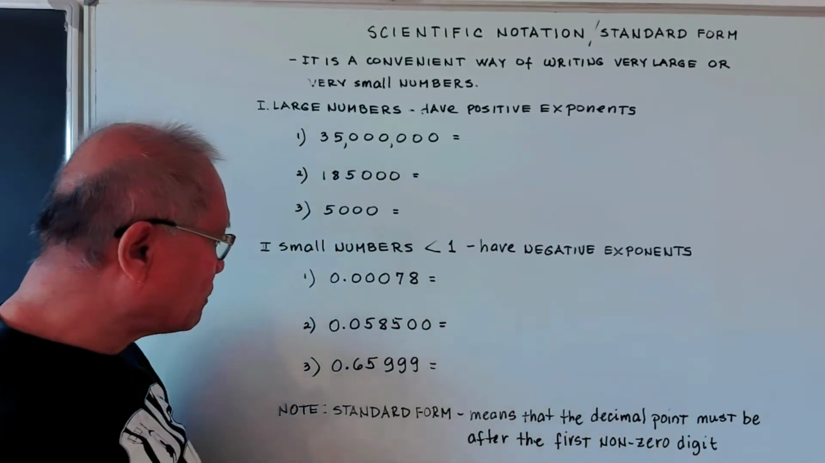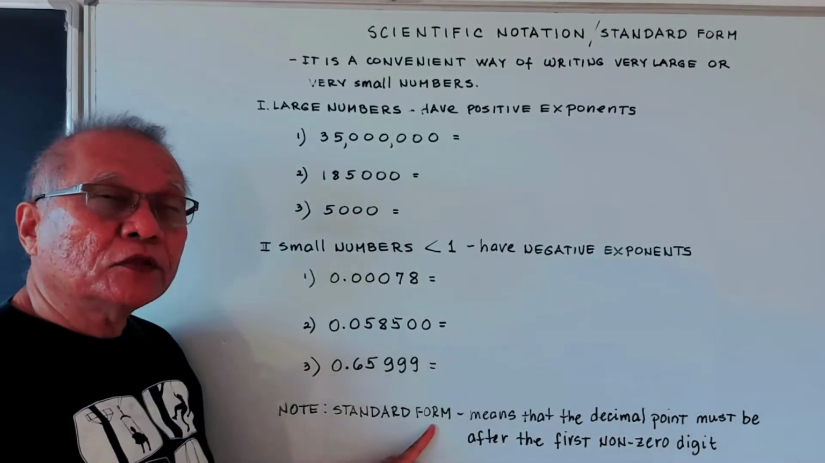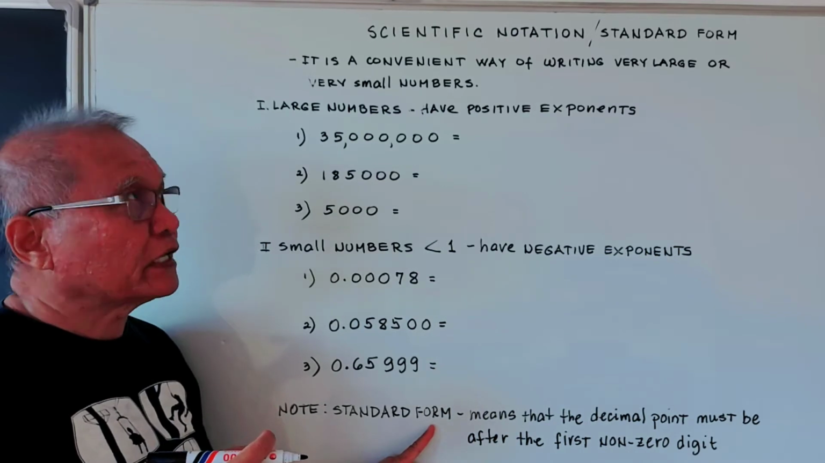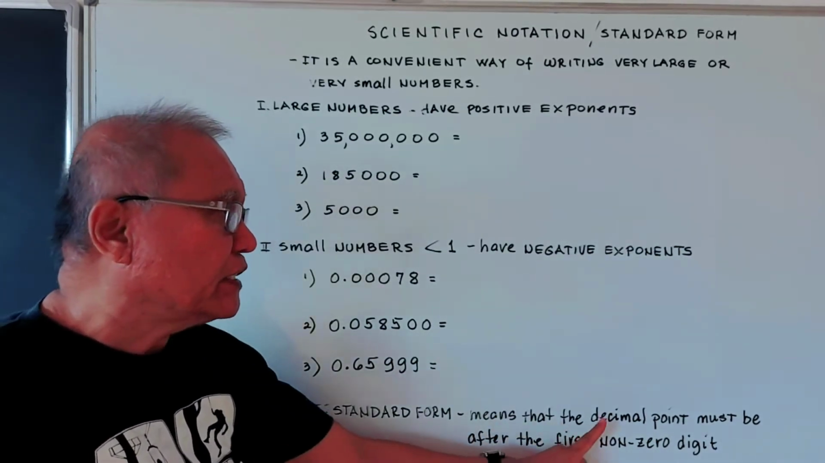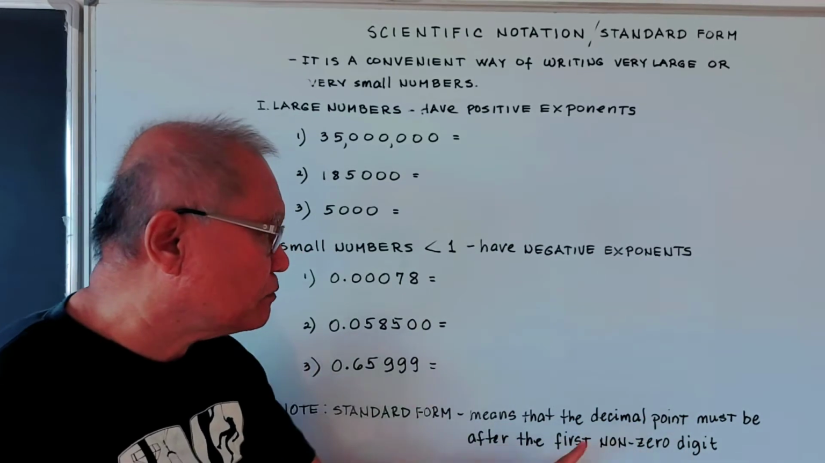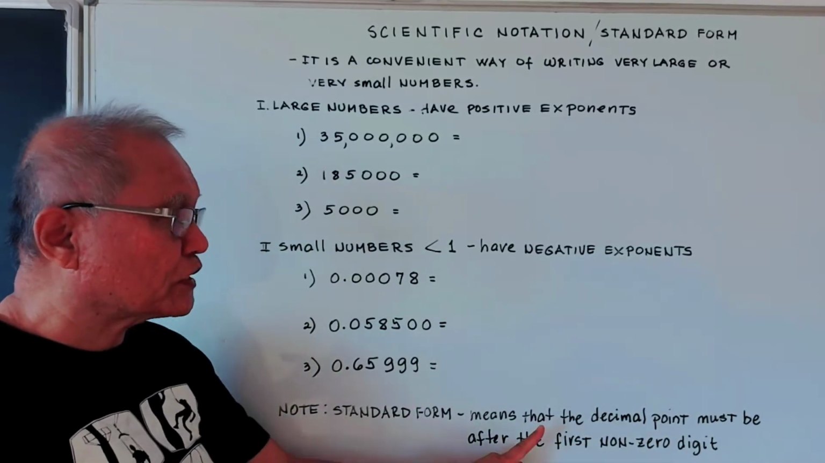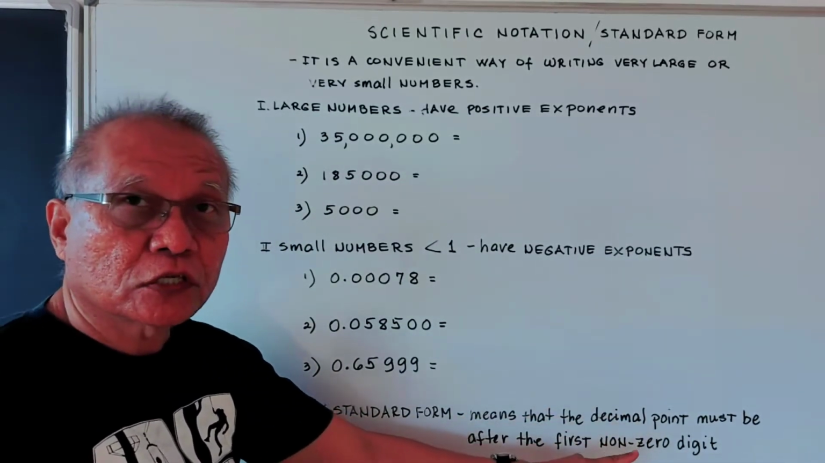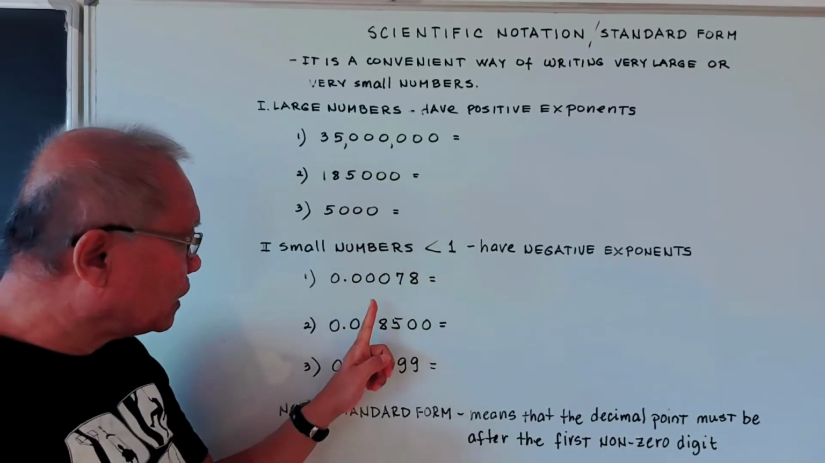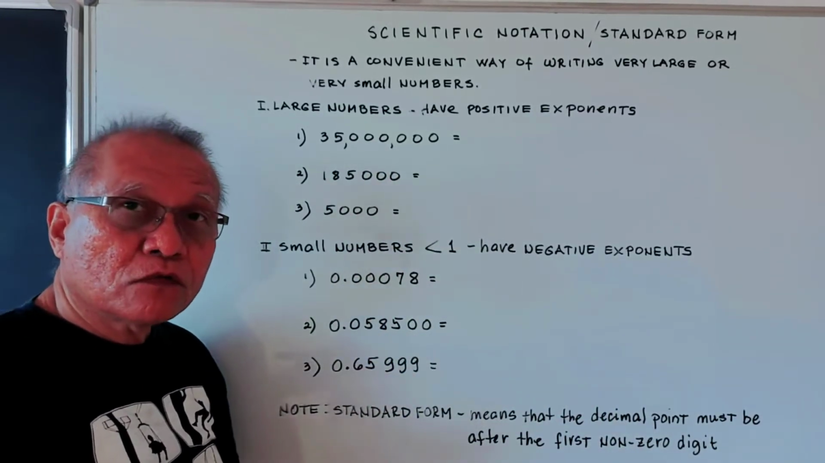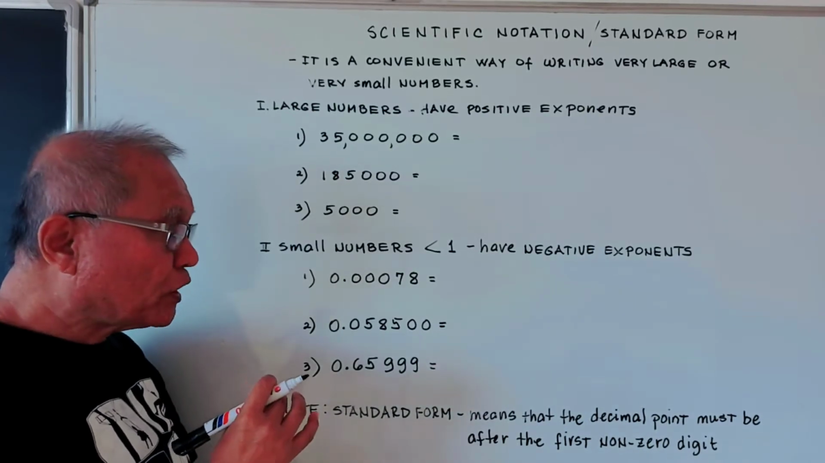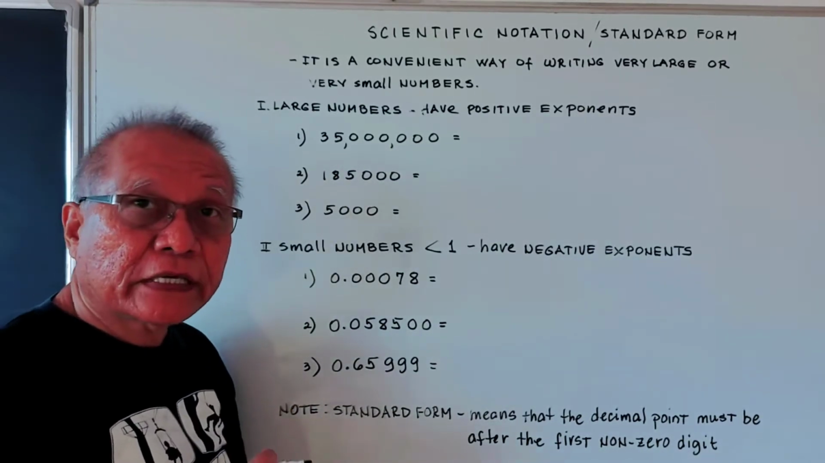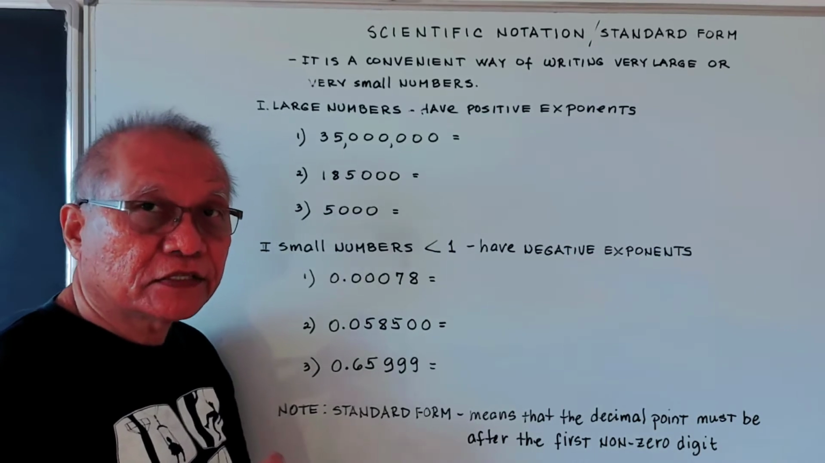Okay, what do we mean by standard form? When we say standard form in our scientific notation, it means that the decimal point must be after the first non-zero digit, because that is where we are going to move our decimal point. So the decimal point must be after the first non-zero digit.